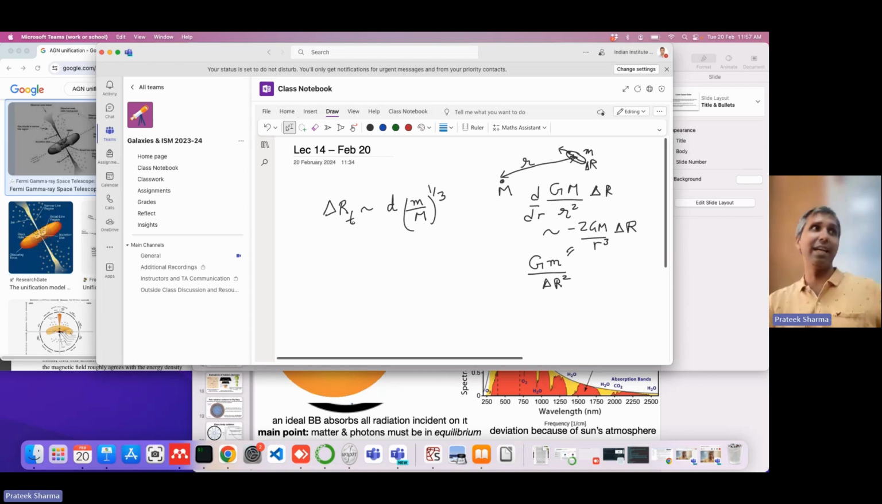Yes, more extended objects are easy to tidally break because the gravity is the same if you make it extended, but the tidal force becomes larger and larger. It's proportional to delta r.